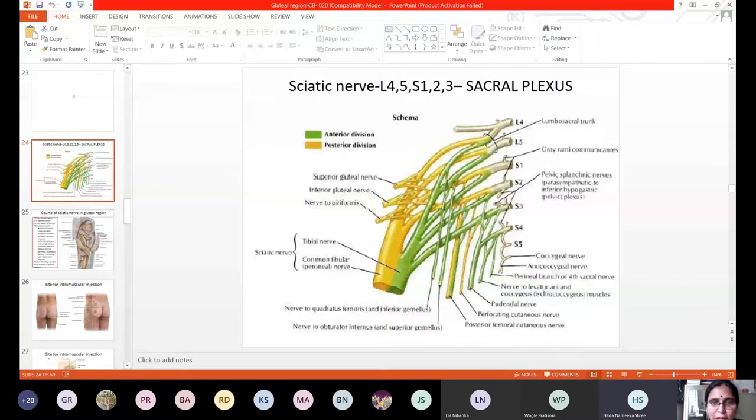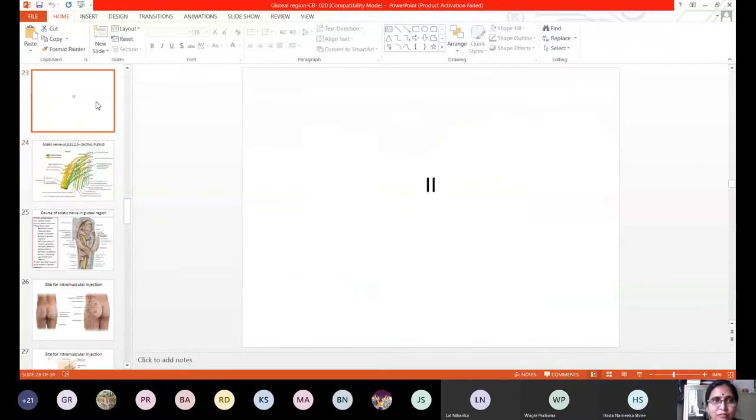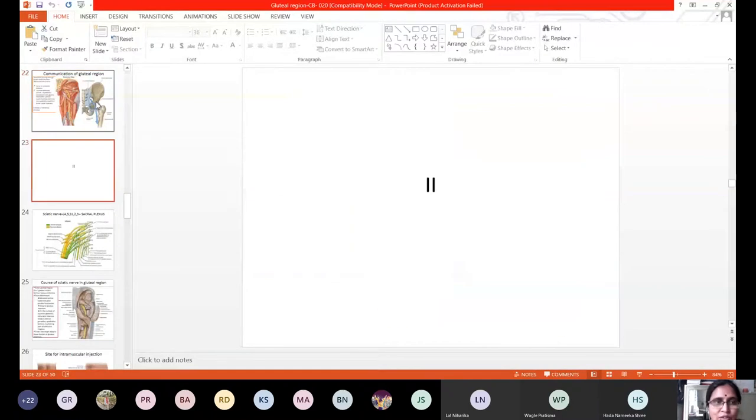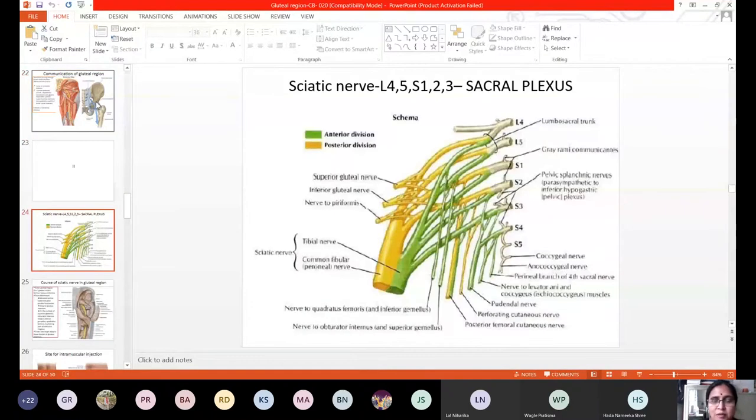Okay, now we'll start, okay? In the previous class, we finished up to the communication of the gluteal region. Today we'll do the remaining part, structures of the gluteal region in detail. First, we'll start with the nerve. What is the name of the thickest nerve in the gluteal region that you studied in the previous class?